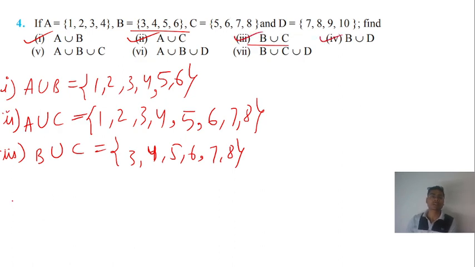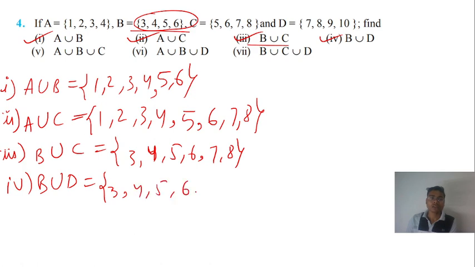Now you will have to find our fourth part, which is B union D. To write B union D, you will write all the elements of B, that is 3, 4, 5 and 6. And after writing this, you will write all the elements of D, which is 7, 8, 9, 10. So we did our fourth part also.